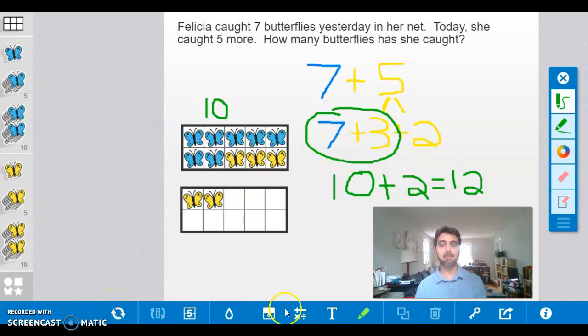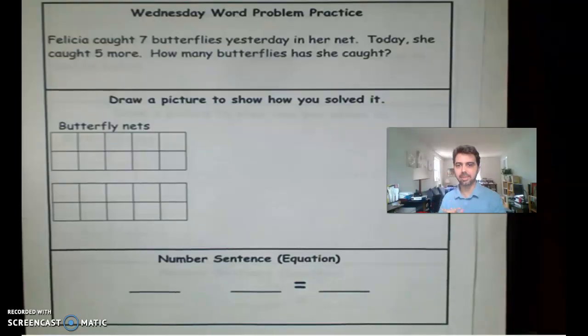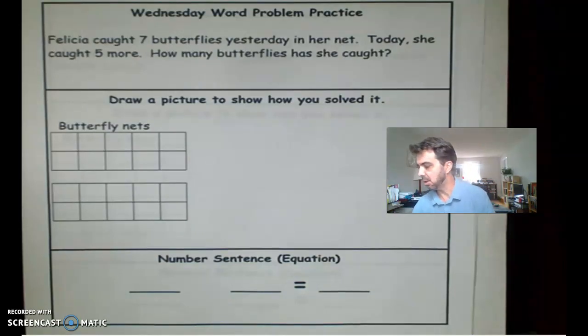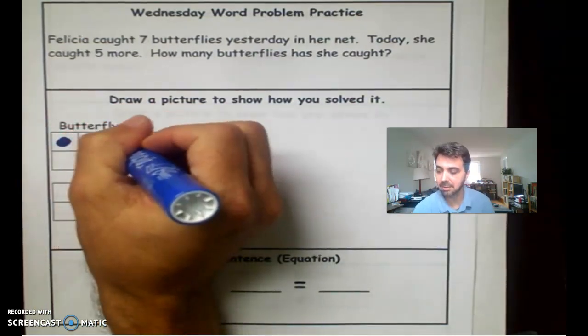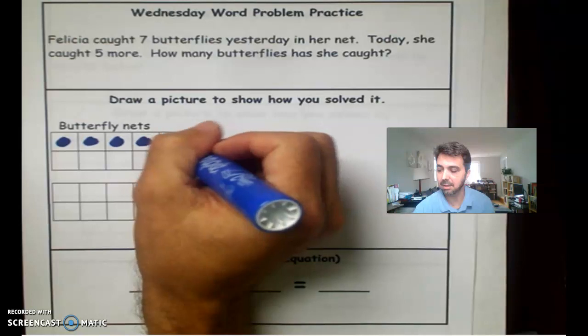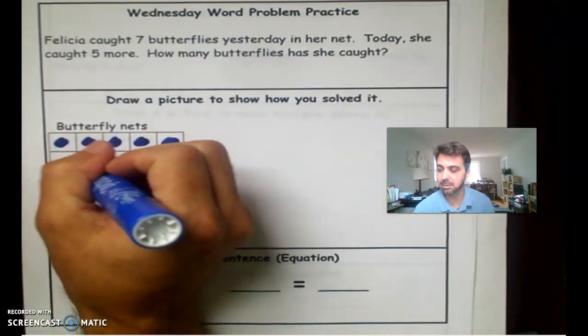So let's go to our paper. Let's take out our math papers. And, all right, let's look at what this would look like on your paper, okay? So you want to get this down. We're going to do a practice one, then I want you to do one on your own, okay? So same problem about Felicia, all right? So instead of drawing butterflies, we're just going to draw dots, because butterflies take a long time to draw.